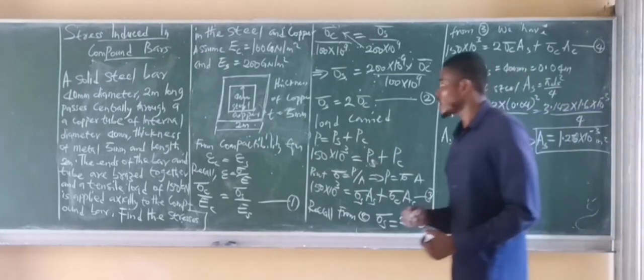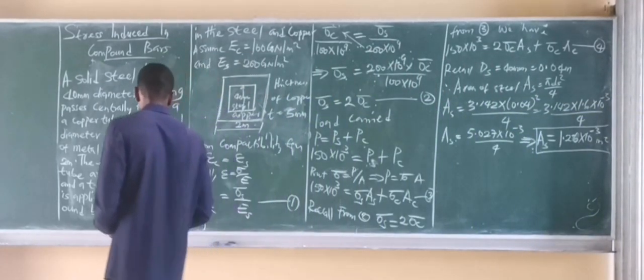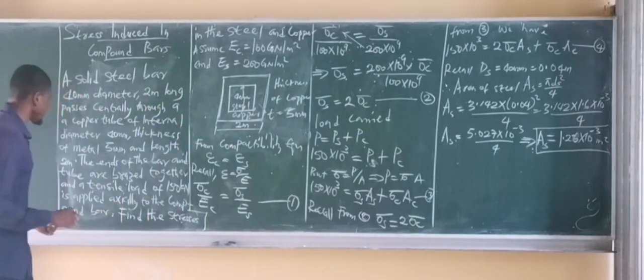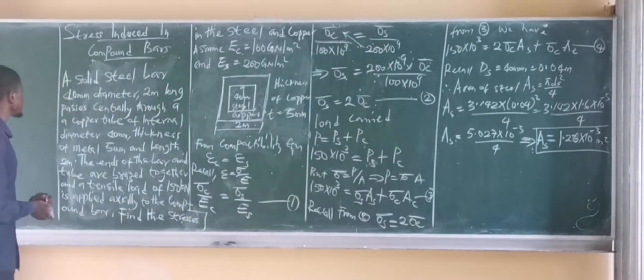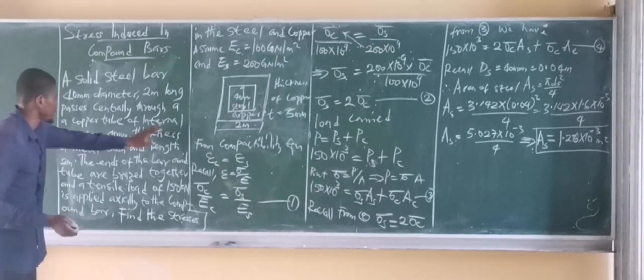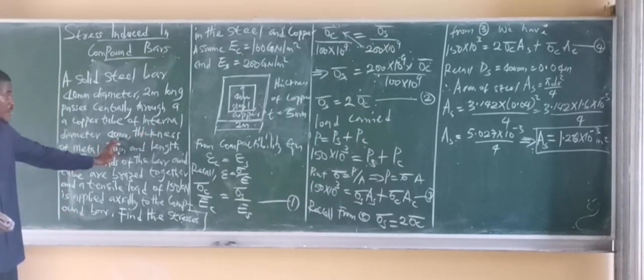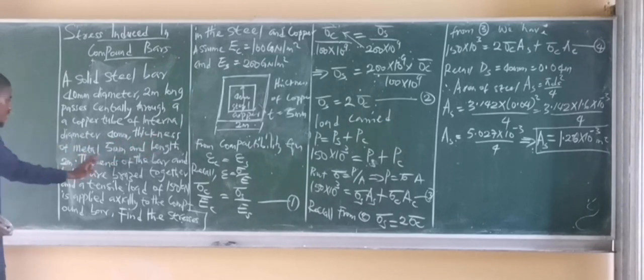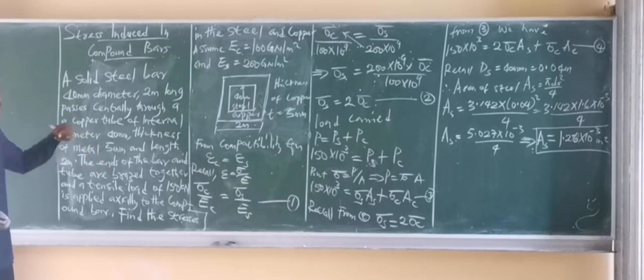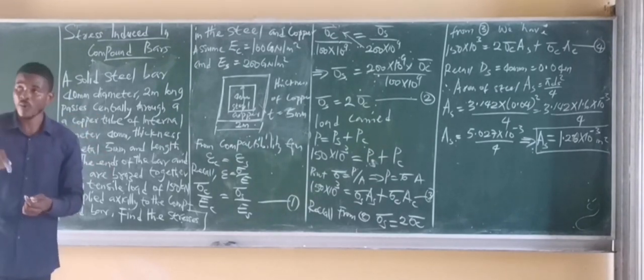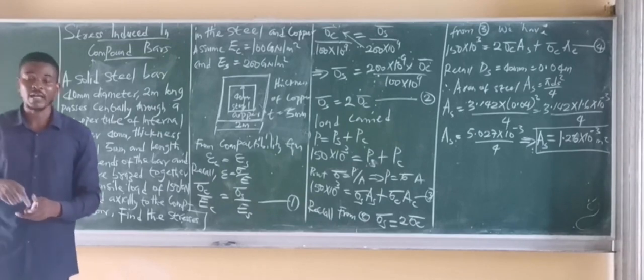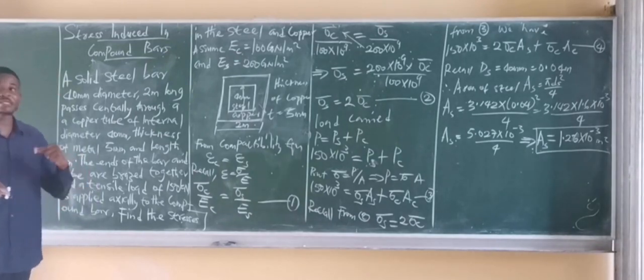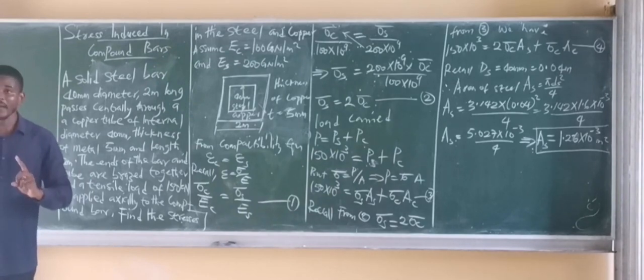Now take note, we are given that the copper material has internal diameter of 40 millimeter. From here, the copper tube has internal diameter 40 millimeter and thickness of metal is 5 millimeter. So the thickness of the copper is 5 millimeter. Now, how do we find the value of the external diameter? Because this steel is actually placed inside the copper. If the steel is placed inside the copper and the copper has internal diameter, it also means that the copper has external diameter. I hope that's clear.